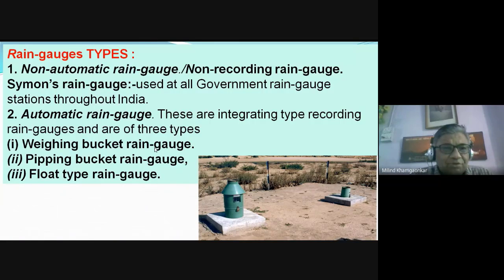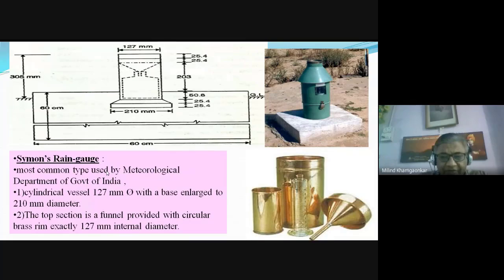There are two types of these rain gauge stations or rain gauges: the automatic and non-automatic type. In non-automatic type, the equipment or rain gauge that is used is the Symons rain gauge. In automatic rain gauges, there are the weighing bucket type, tipping bucket, and float type rain gauges. These are the various rain gauges. This is the sketch of the Symons or non-automatic type rain gauge.